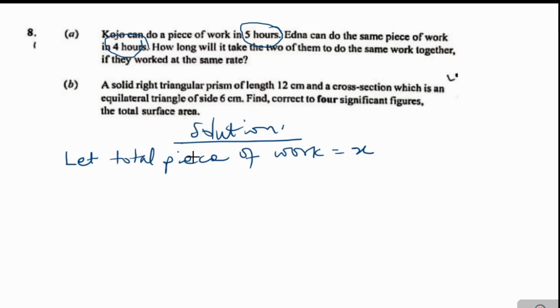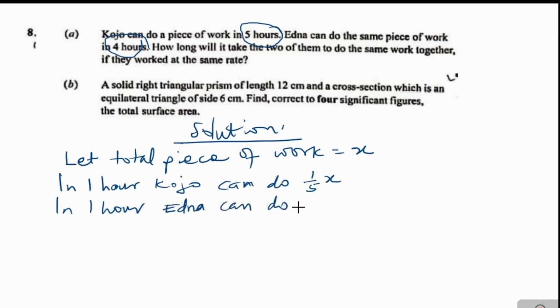If Kojo can do the piece of work in 5 hours, then it means that in 1 hour, Kojo will be able to do 1/5 of the total piece of work, which will be 1/5x, and Edna will do 1/4 of the same piece of work, which is 1/4x.